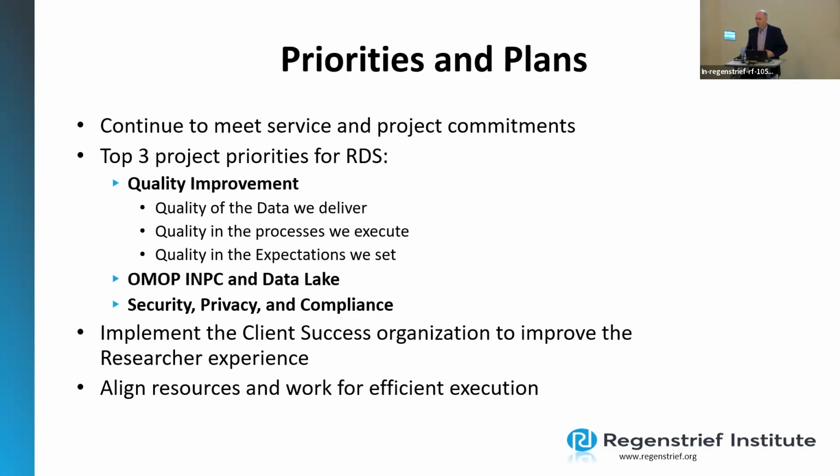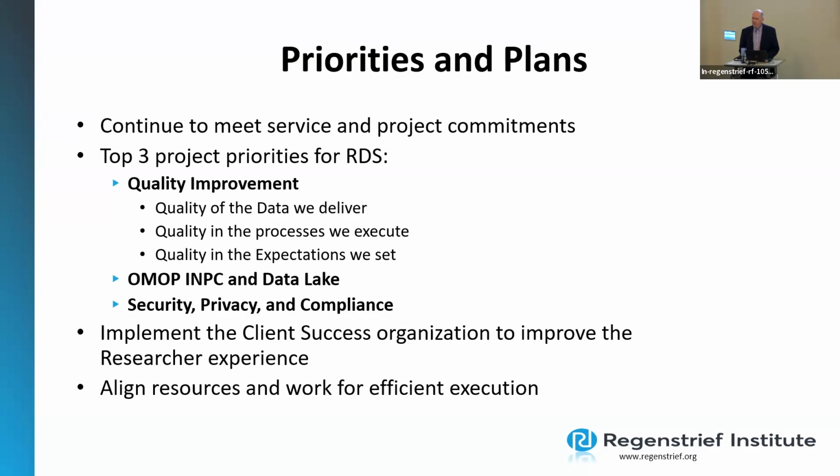When I look at project priorities for the team, the top three things that jump out are, first, our quality improvement project. And by quality improvement, I mean all three aspects: quality of the data that we actually deliver to folks. How can we continue to make that as good a data set as we can? Quality in our execution. Not sure what that is. Hopefully not something that'll land on me.